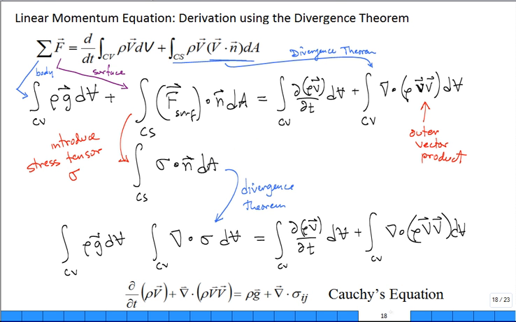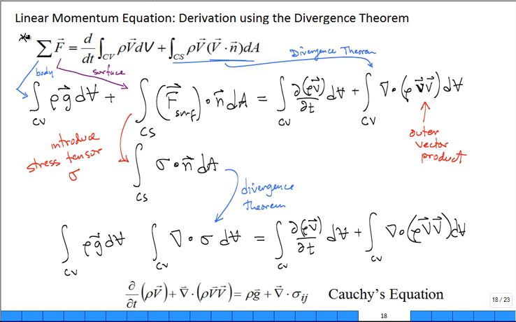Now the linear momentum equation. We want to derive it. I thought the best way to do it is just put it on the board and walk through it like I did the derivation for the continuity equation. What equation did I start with right here?